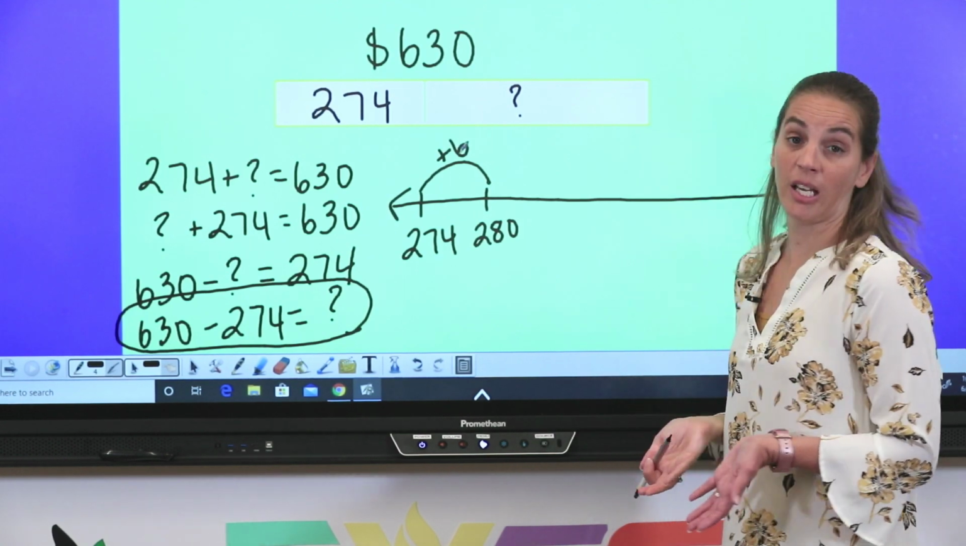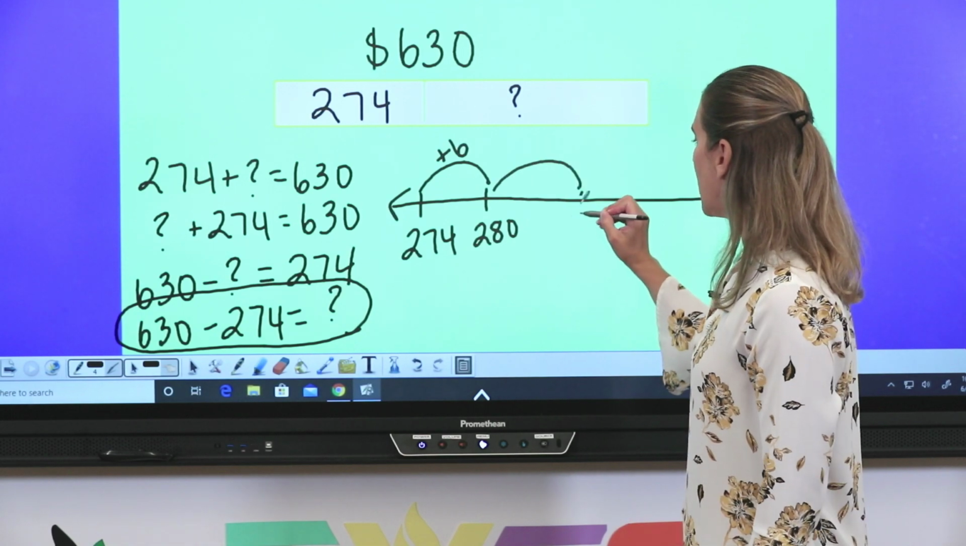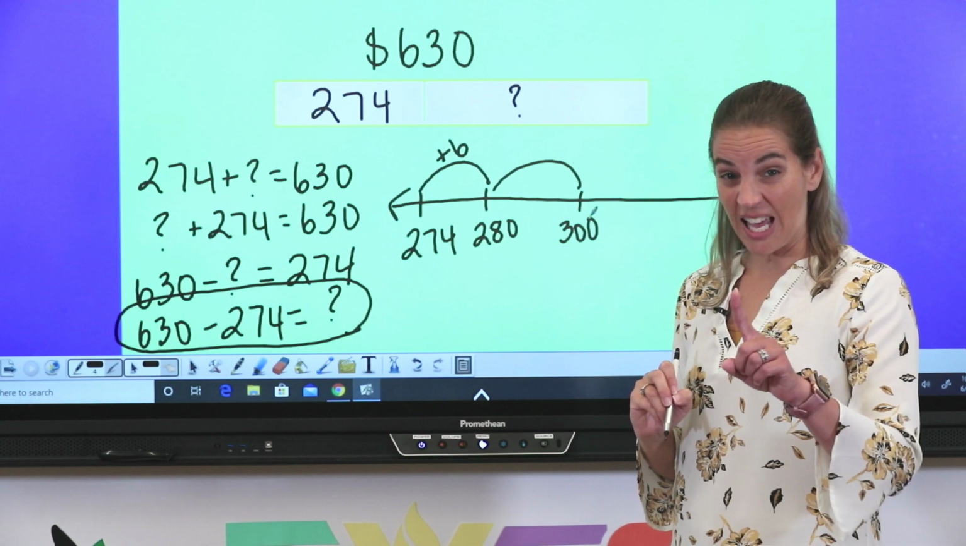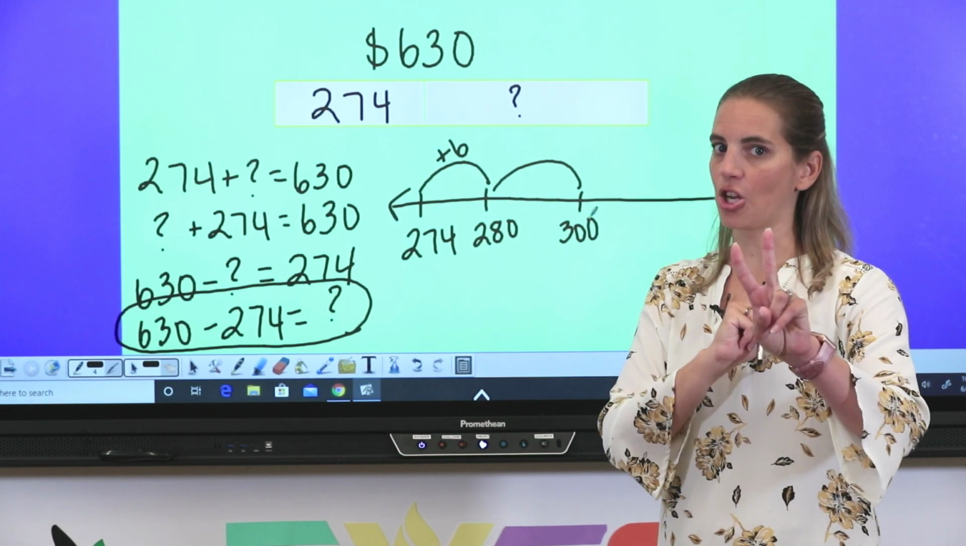Now I want to go to 300 because that's a really easy, friendly number. So I'm going to go from 280 to 300. I'm going to count by tens. 280, 290, 300. How many tens did I jump?